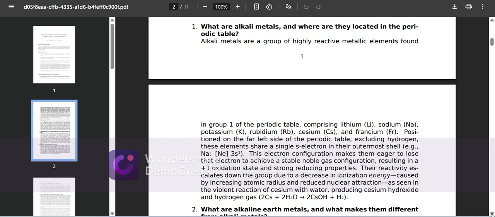Example: sodium, [Ne] 3s1. This electron configuration makes them eager to lose that electron to attain a stable noble gas configuration, resulting in a +1 oxidation state and strong reducing properties.